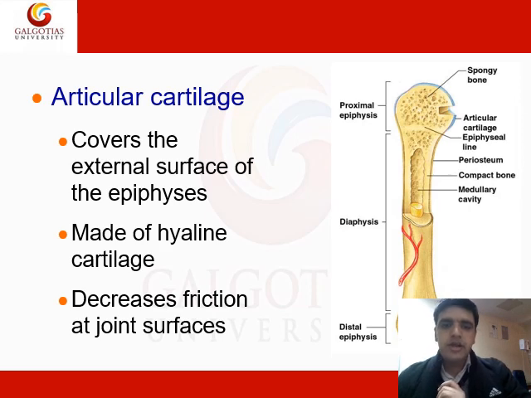Next, at the ends of the bones, there is the articular cartilage. The articular cartilage covers the external surface of the epiphysis, and it is formed by cartilage that is hyaline in nature. Basically, the hyaline cartilage decreases the friction at the joint surfaces.